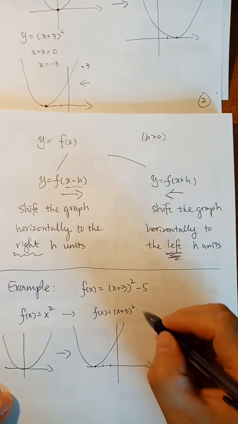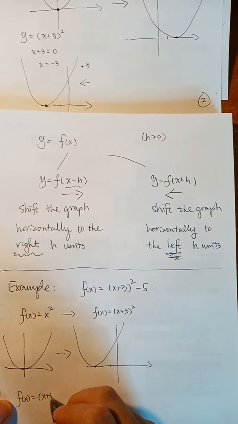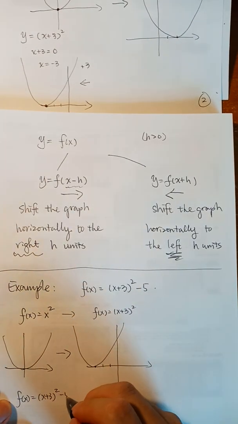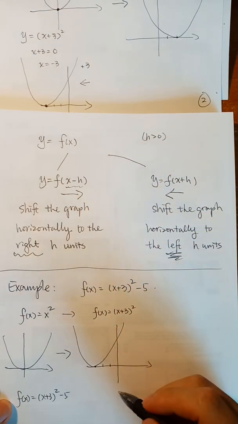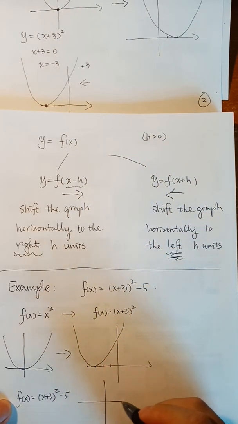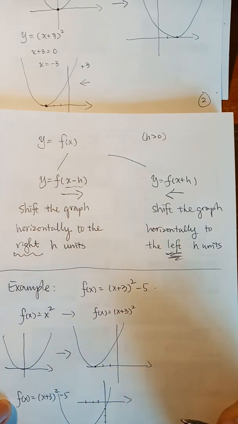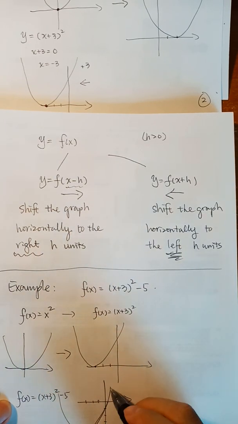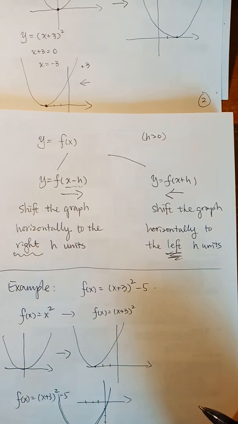And then you get f of x equal to (x plus 3) squared minus 5. Minus 5, subtraction, move vertically down 5 units. So this is 1, 2, 3, 4, 5. So this is the graph of the function.